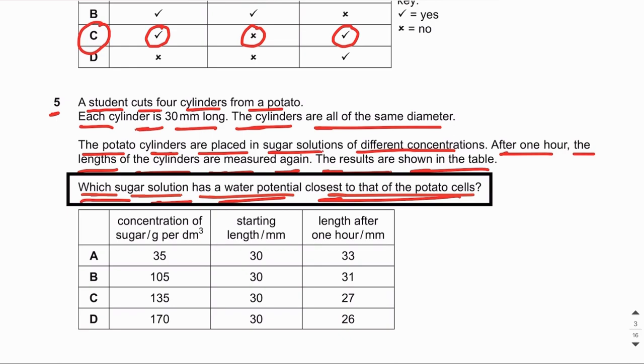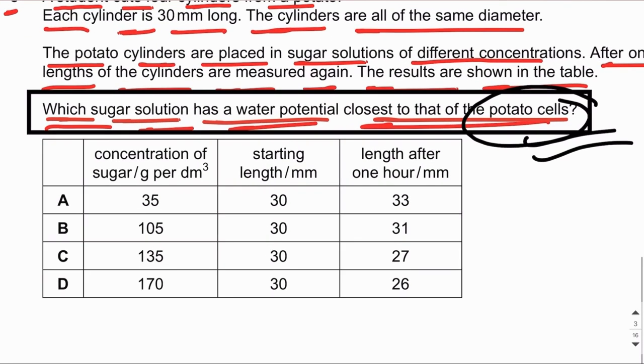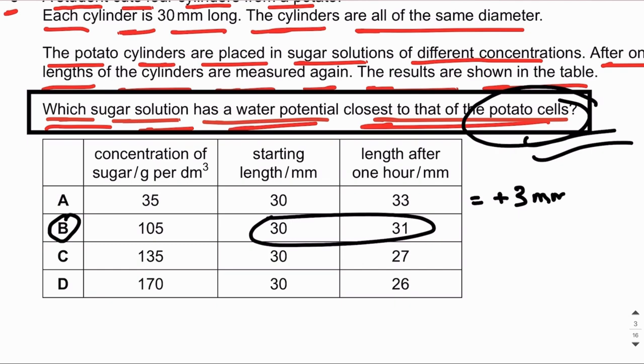So guys, if you place a potato cylinder in a sugar solution which has a water potential very close to the potato cell, what will happen? There will be very little change in the length, right? So where do you see the little change? The little change is seen at B, because there is only a change of 1 millimeter. In A, we see a change of 3 millimeter. The length increases by 3. In B, the length increases by 1 millimeter, right?